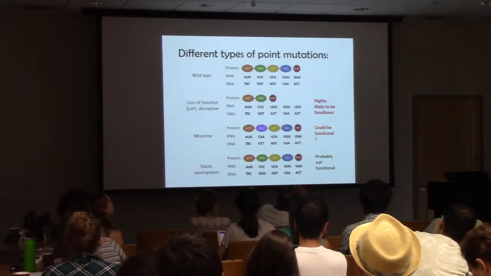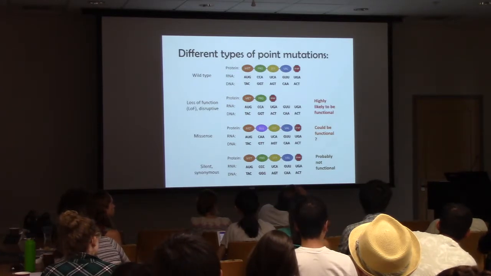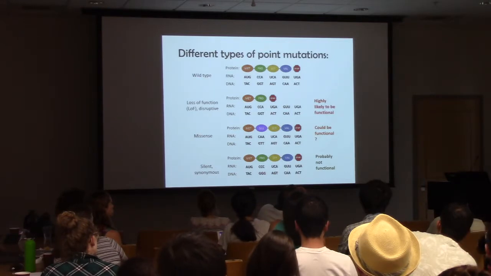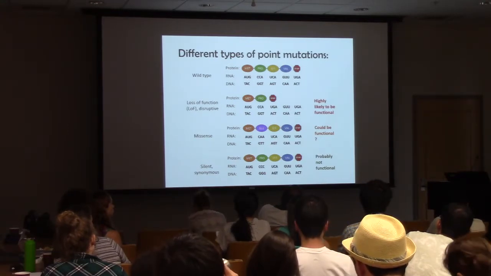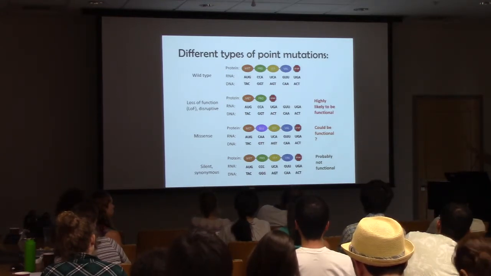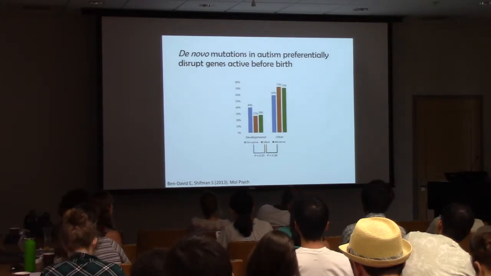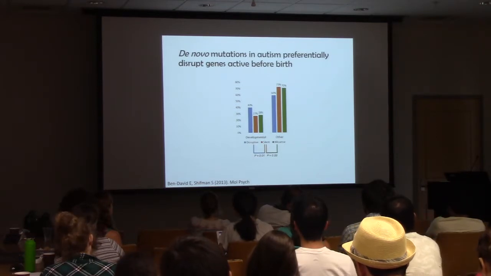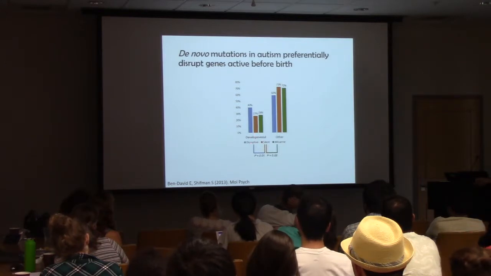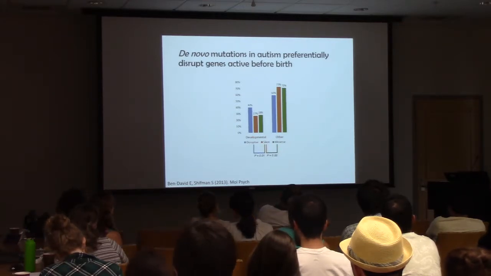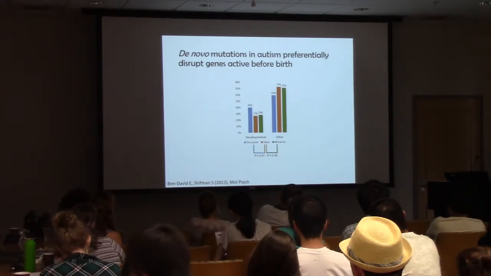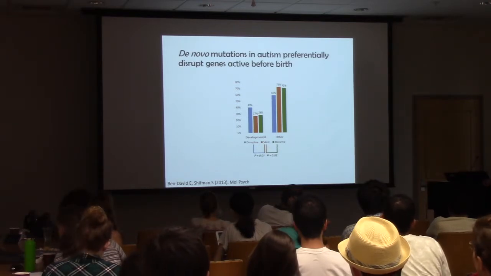One of the things that we did was to see whether those de novo mutations affect genes that are active during development or during other periods. So we divided all the genes in the genome into the ones that are expressed in the developing brain and the ones which are expressed in a different pattern, and compared the different types of mutations. And this is what you get: the de novo mutations preferentially disrupt genes active before birth. We compared the rate of disruptive mutations, here in blue, to silent and missense mutations. You can see that the rate for disruptive mutations is much higher in autism in developmental genes versus other genes in the genome.